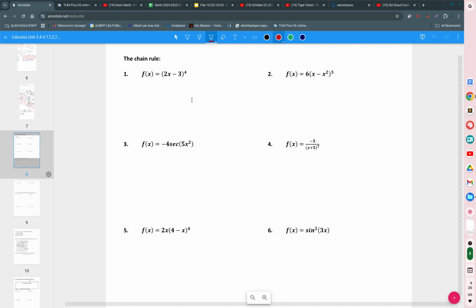Okay, from yesterday, I would like you to perform the chain rule with problem number 1 and problem number 2. See if you can practice the chain rule with problem 1 and problem 2. This is our checkpoint for the day.